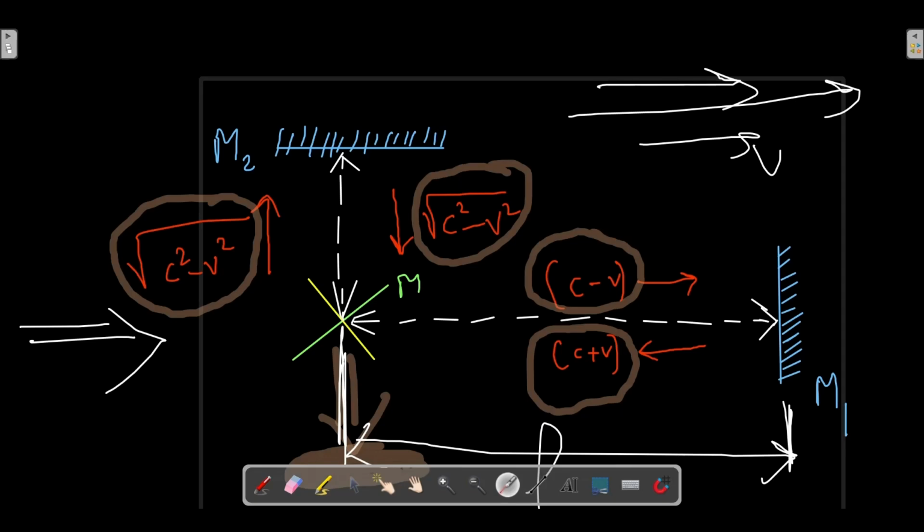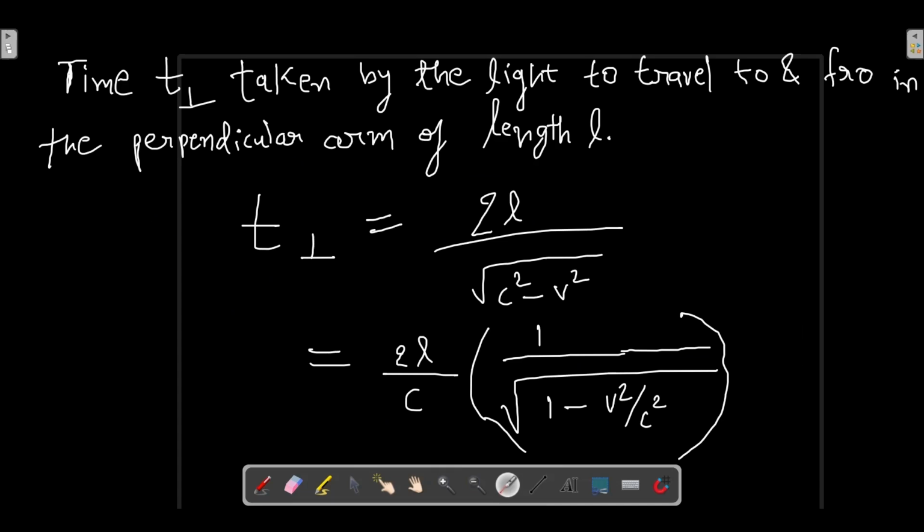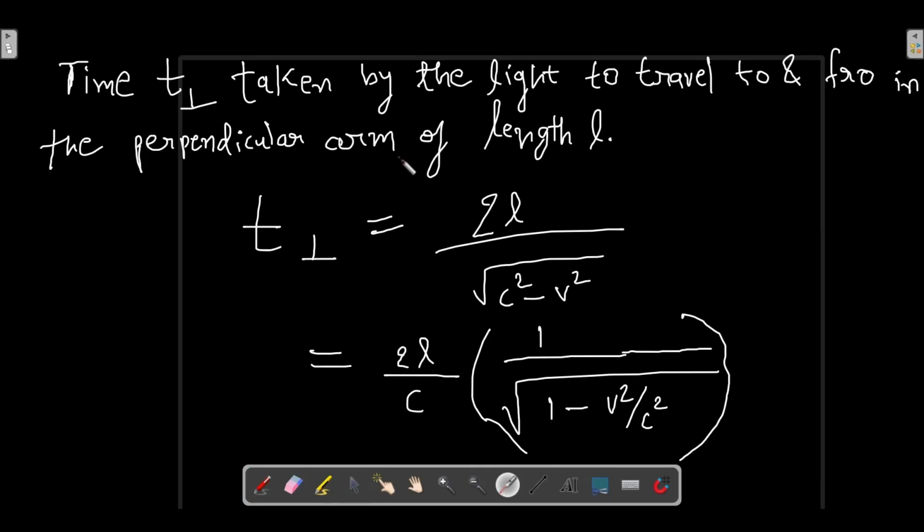Why 2l? Because the speed is the same, so you can take the distance to be 2l. L plus l, 2l, divided by the speed, which is constant while going up and while going downward, square root of c square minus v square. So 2l is the total distance, the speed is constant, so time will be 2l divided by square root of c square minus v square. That is the time perpendicular, the time in the perpendicular direction.